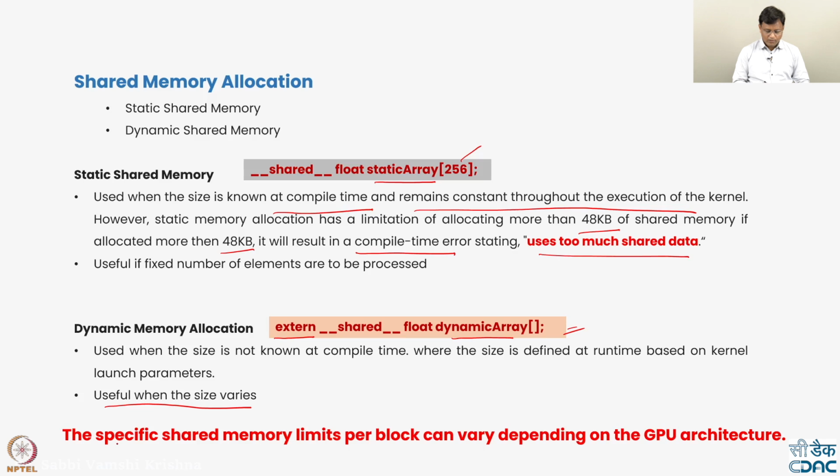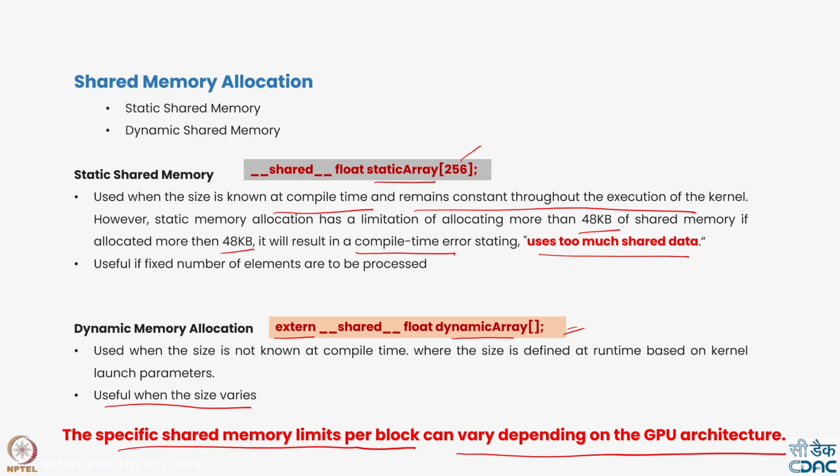An important note is that the specific shared memory limits per block can vary depending on the architecture. If you want to see what size of shared memory is supported by a particular GPU architecture, you have to refer to the manual, or you can use the device query functions to get the information about how much shared memory you can allocate.